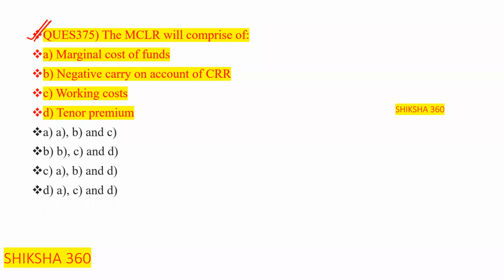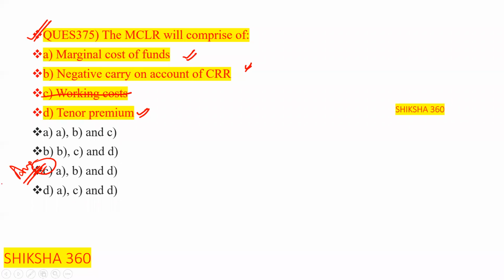So what is the correct answer? Marginal cost of funding, is this one correct or not? Yes, this one is correct. Negative carry on account of CRR, this one is also correct. Working cost, this one is not. Tenure premium, this one is also correct. So A, B, and D are correct here. So option number C is the answer here.